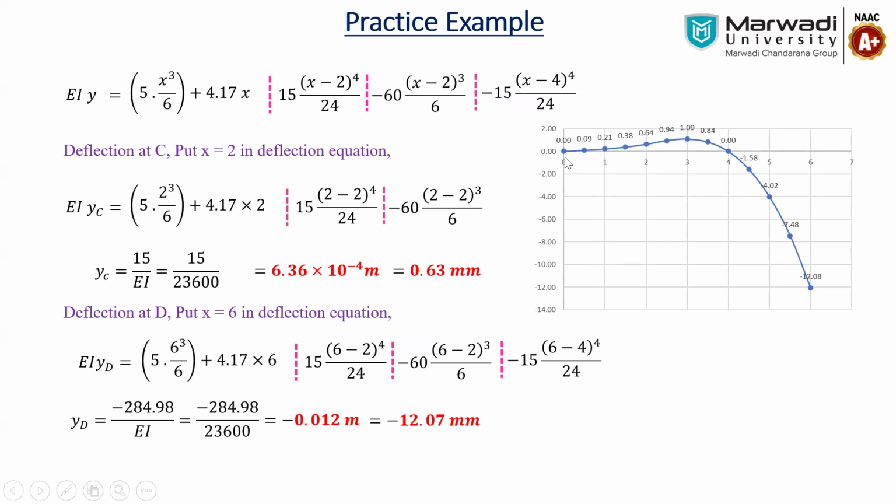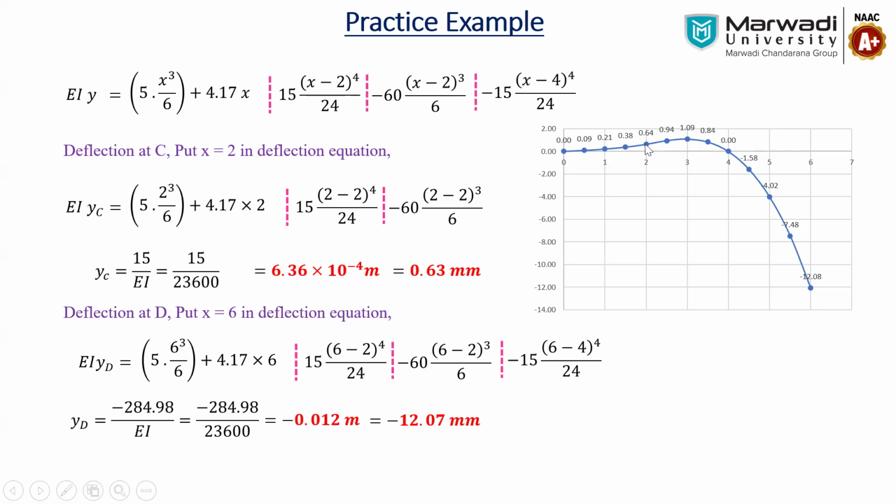For the first point, you can observe that support A is at 0 and support B is at 4 meters, so there is maximum deflection at both supports. Second, as there is no load between 0 and 2 meters, you can see very little deflection, and there is a UDL between 2 and 4 meters, so there will be more deflection there. We found the deflection at C, which is 0.63 mm. Either you can do it manually or directly put it in any kind of mathematical tool.